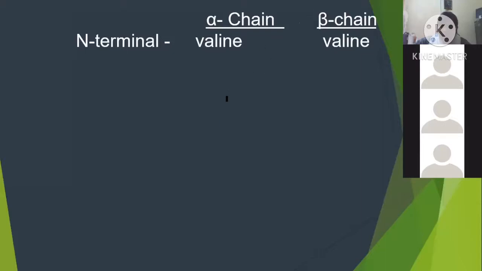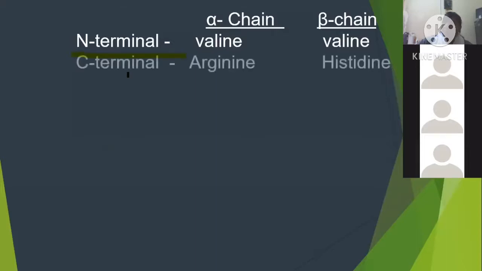Okay, right. So let's go with this alpha chain. Any polypeptide chain will have one end with a free amino group and the other end with a free carboxylic group, right? The free amino terminal is also called the N terminal and the free carboxy terminal is also called the C terminal. Now in the alpha chain, the N terminal end has valine. Valine is the amino acid present in the N-terminal end of the alpha chain, and in the beta chain also the N-terminal end has valine.